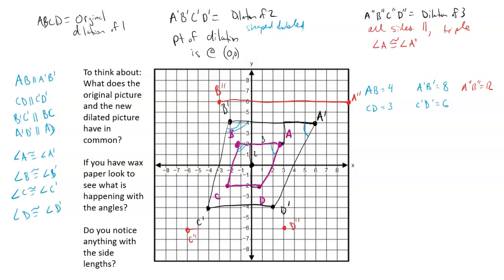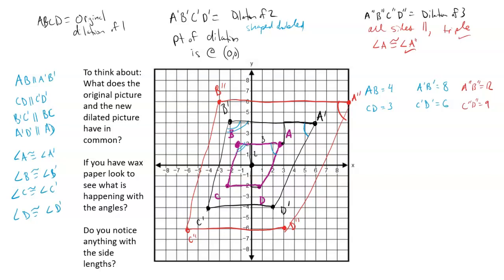So I know that A double prime, B double prime became 12, and 4 times 3 does give me 12. Here, -6 all the way to 3. So C double prime, D double prime is 9, and that makes sense. 3 times 3 gives me 9. So my sides did triple. If I had my wax paper, I should notice that my angle A did not change from my A prime to my A double prime. So that also is true. And all of my angles actually ended up being the same.